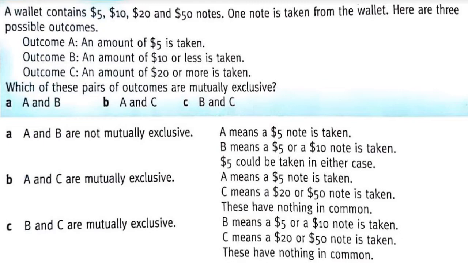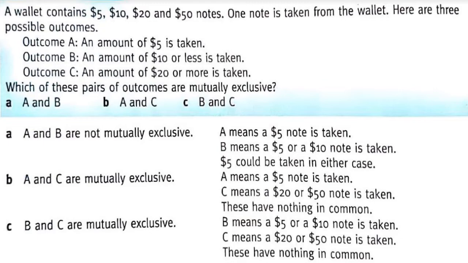Let's solve. A and B are not mutually exclusive. Why? Because we know that A means a $5 note is taken, and B means a $5 or a $10 note is taken, because it says in B an amount of $10 or less is taken, right? So 5 could be taken in either case. So A and B are not mutually exclusive.